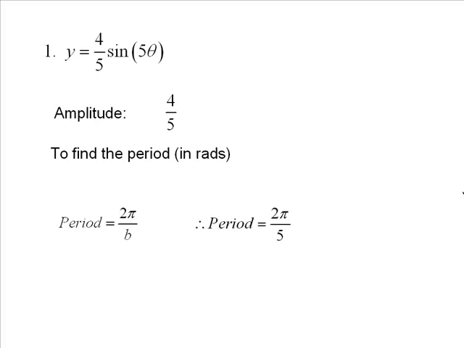So therefore, the period would be simply 2 pi divided by 5. Now if you had converted that to degrees, which is permissible, and then converted back, that would turn into 72 degrees. Now, I wasn't asking you to graph these ones, but I can't help myself. So let's take a look at them.